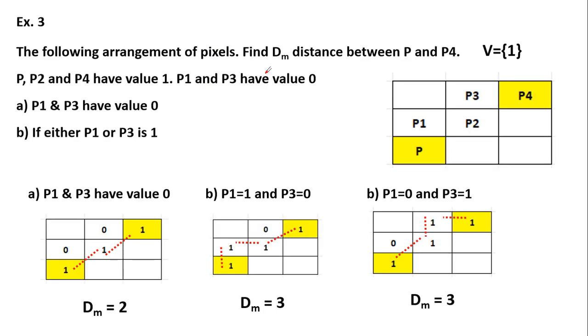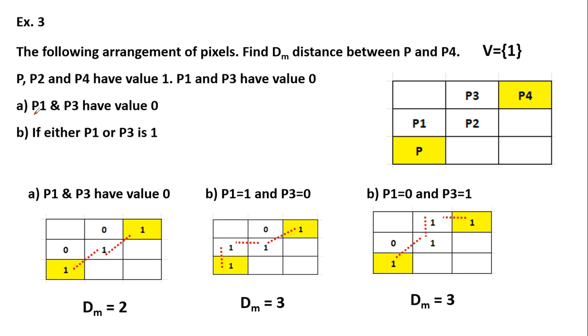Next is the following arrangement of pixels. Find the dm distance between P and P4. This arrangement is given, and V is 1. This is a binary image that contains 0 and 1 values. So P, P2, P4 values are 1. All diagonals are 1, and P3 has a value of 0. Now different conditions are given: P1 and P3 values are 0, so initially they are 0. Then P1 and P3 have value 0 if either P1 or P3 is 1. So we are taking all these three conditions.